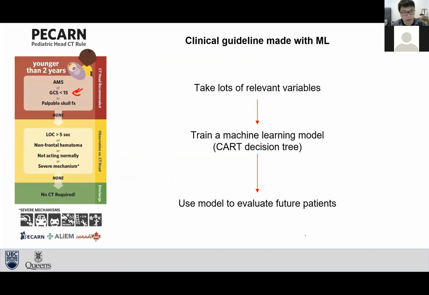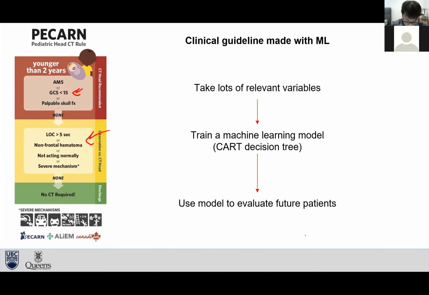And if it's below 15, you move to one branch. If it's 15, I think you don't give them a CT scan. And then you look at their level of consciousness, whether they have an altered mental state, or whether there's a severe mechanism of injury. So this does not look like a machine learning algorithm, right? With machine learning, we expect a robot in a big black box and then some output like a predictor score. But this was developed with machine learning.